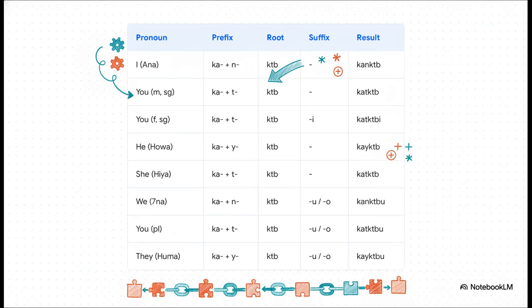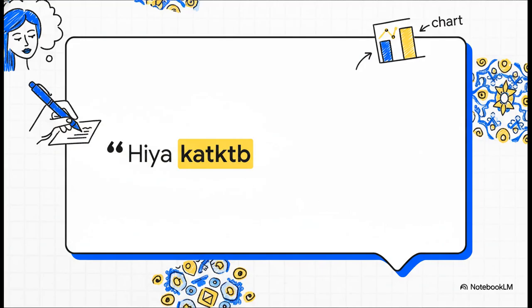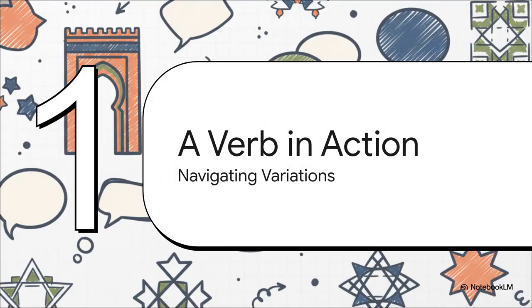Honestly, if you can just master these few prefixes and suffixes, you've literally just unlocked hundreds of verbs. It's a total game changer. So how does this look in a real sentence? Let's say you want to say, she is writing. You just grab the form for she, or hiya, from our chart, which is Katkteb. So you just say, hiya Katkteb. It's that straightforward.